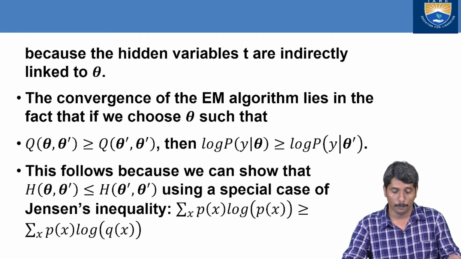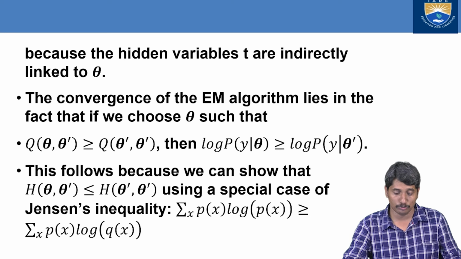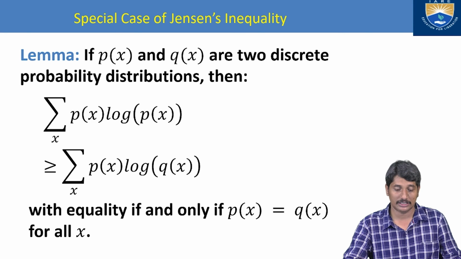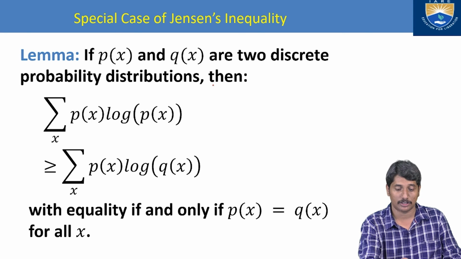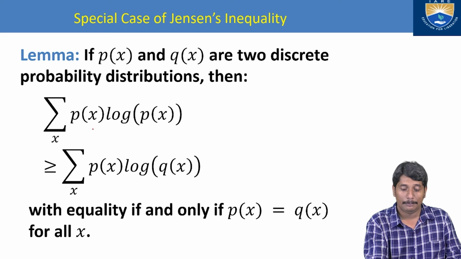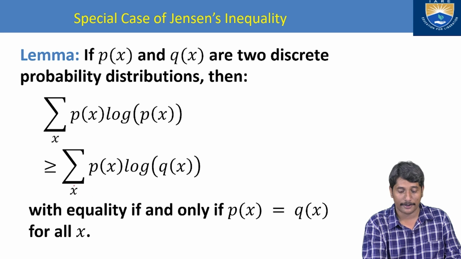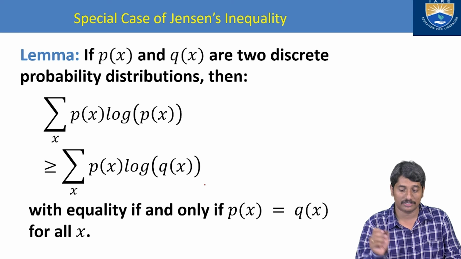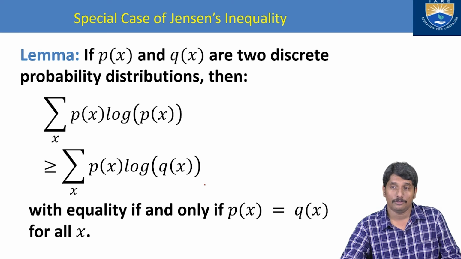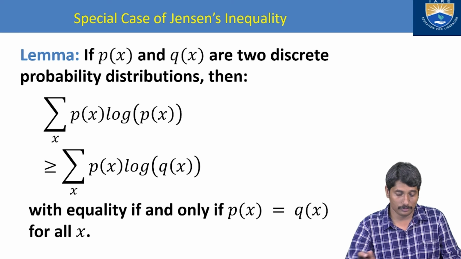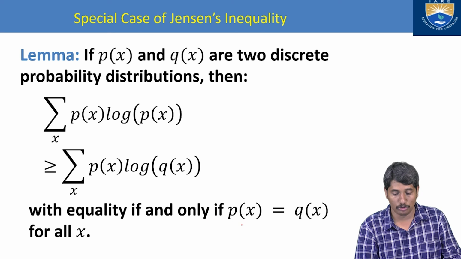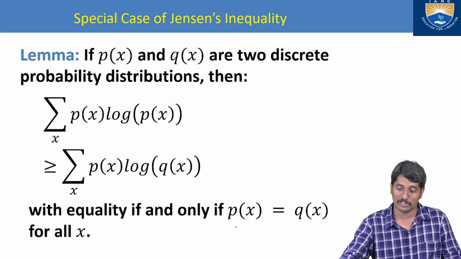Okay. Now, this also helps us to prove Jensen's inequality. Jensen's inequality: P of x and Q of x are two discrete random variables. Then summation P of x into log P of x is greater than or equal to summation x into P of x log Q of x, in proving this inequality. Okay, with equality happening if and only if P of x is equal to Q of x for all x.